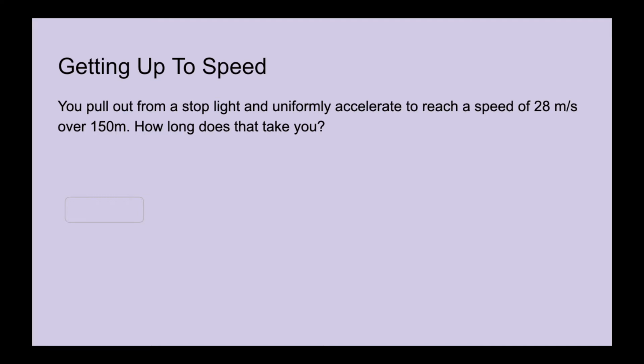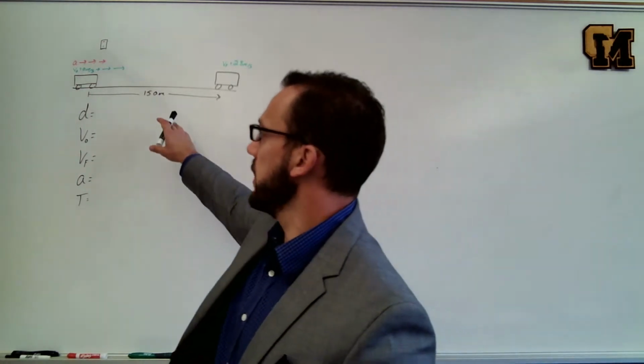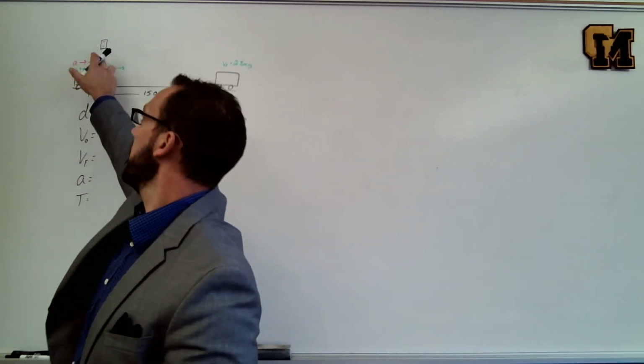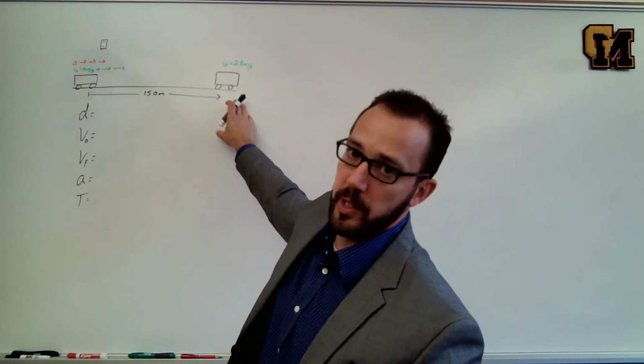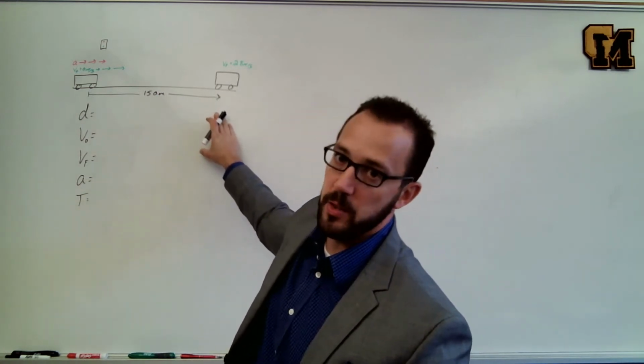You pull out from a stoplight and uniformly accelerate to reach a speed of 28 meters per second over 150 meters. How long does that take you? Our picture is drawn up here. Here's the starting point of the car underneath the stoplight. Here's where the car is going to end up, 150 meters away.